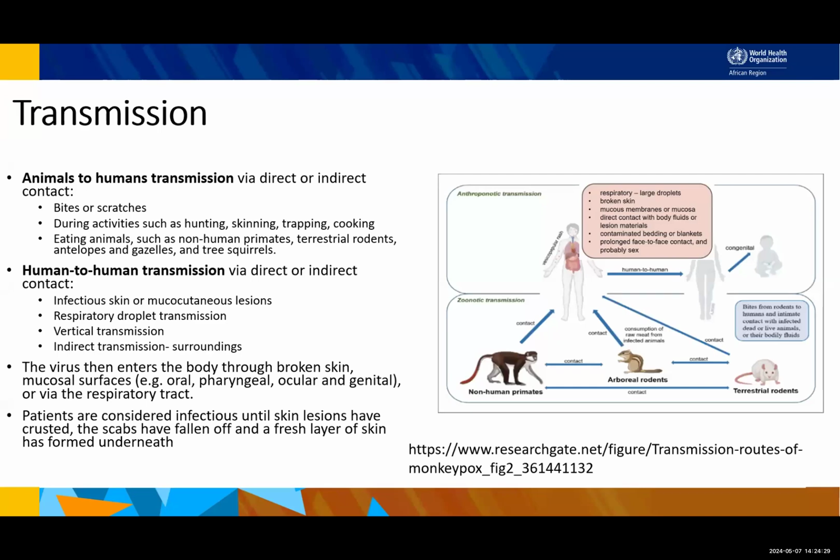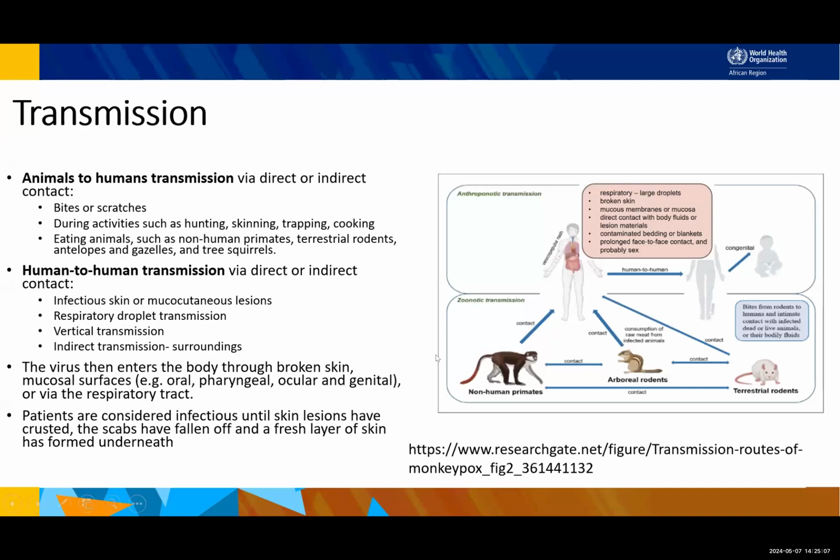So in this, we have transmission occurring via direct or indirect contact. And this can occur through infectious skin or mucocutaneous lesions, as had been described by Rashidatu. So face-to-face, skin-to-skin lesion, mouth-to-skin, mouth-to-mouth transmission can occur. Equally, there's respiratory droplet transmission and also vertical transmission, mother to child. Prof. Dimi had talked about this. And also indirect transmission, that is through fomites or the surroundings.